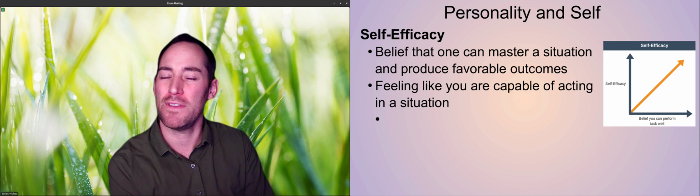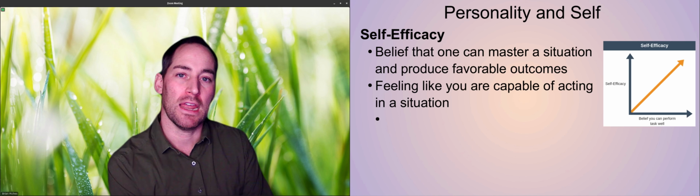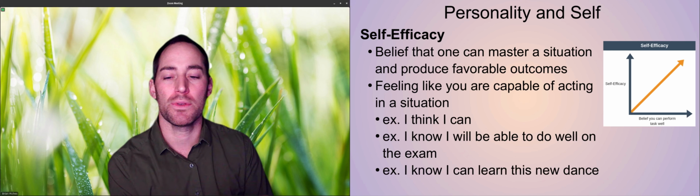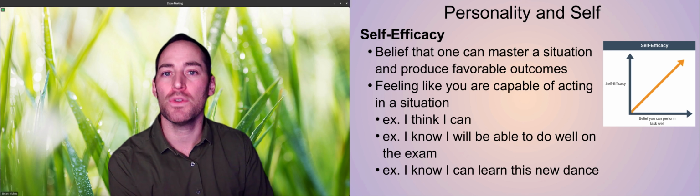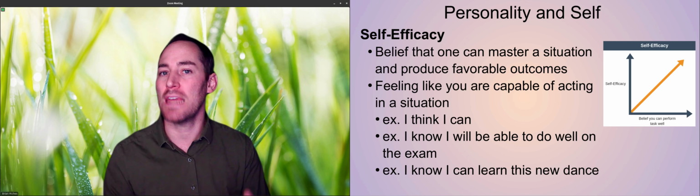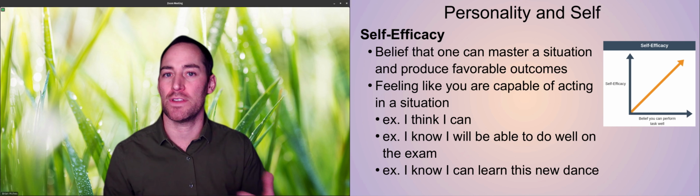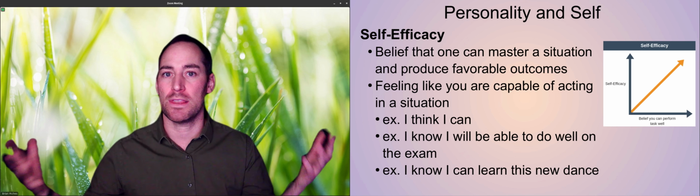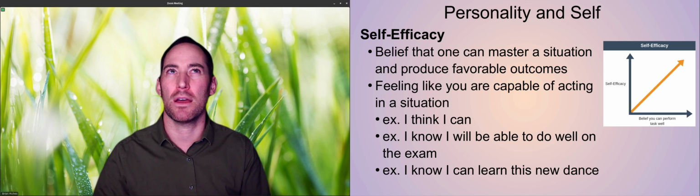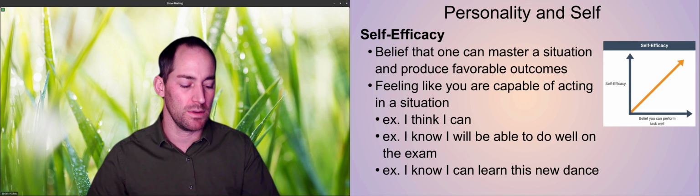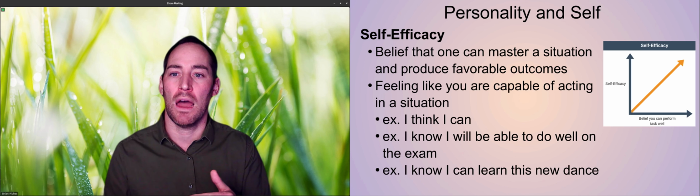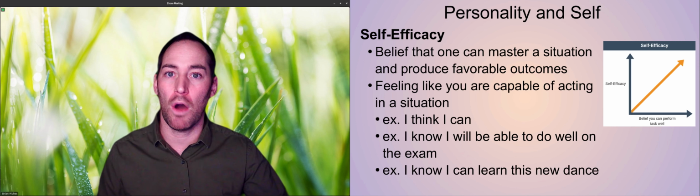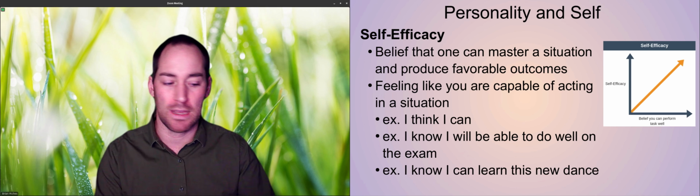So really it's more like a feeling that you're capable of acting in any given situation. So statements like, I think I can, or I know I'll be able to do well on the exam, or I know I can learn this new dance, those are getting at self-efficacy. And so this is a separate construct from self-esteem. Again, self-esteem is that general, like, I like myself, I think I'm pretty good, or something like that. Maybe not good, because good kind of has a moral connotation. So I like who I am is self-esteem, versus self-efficacy is, I think I can overcome challenges that come my way. That would be self-efficacy.